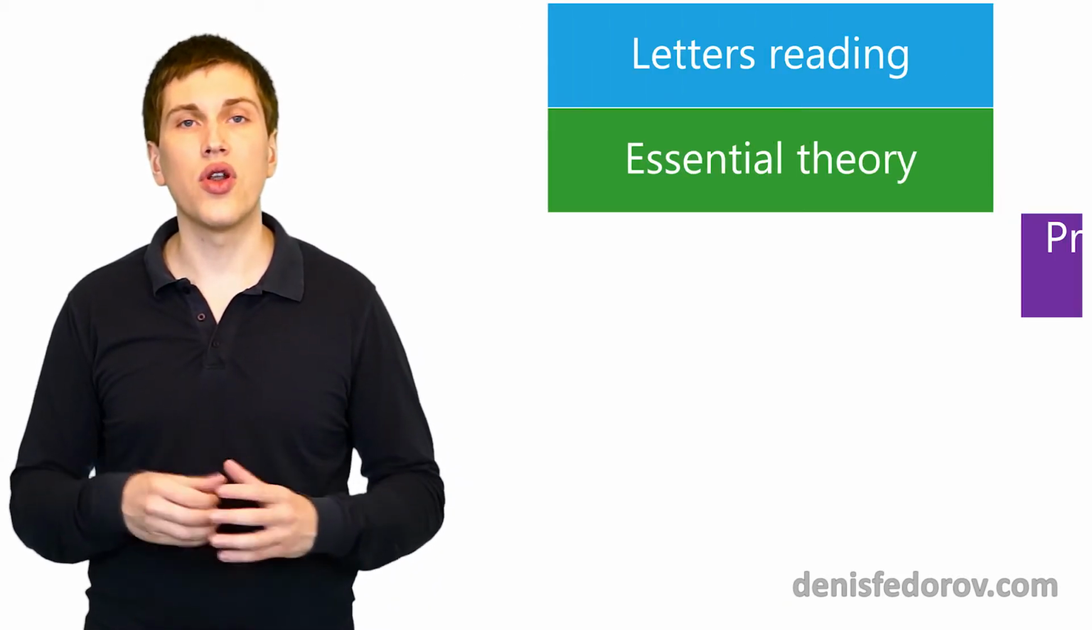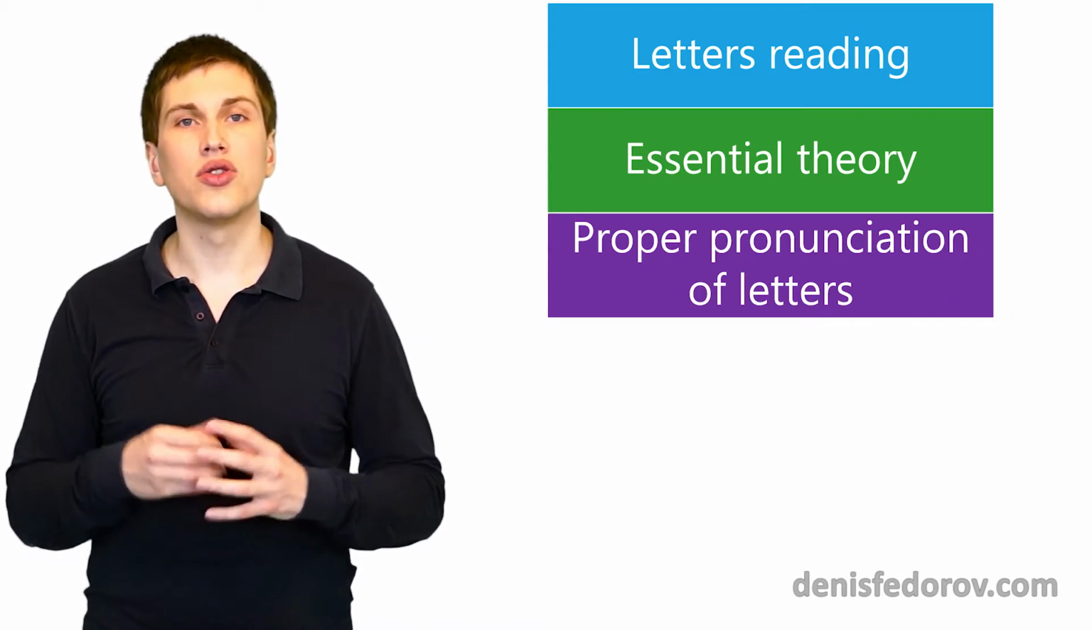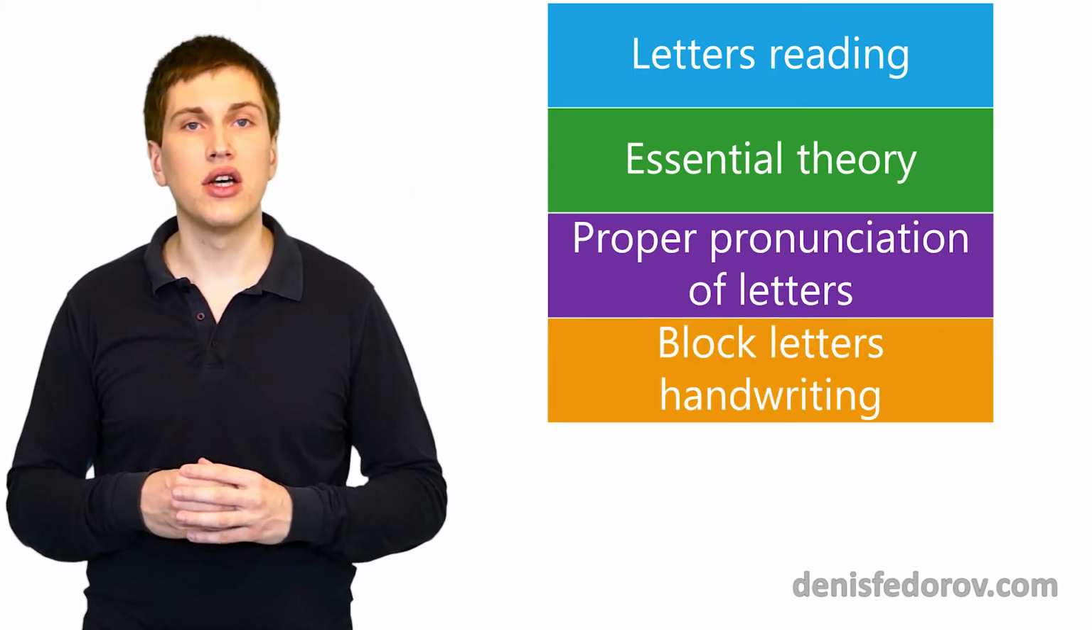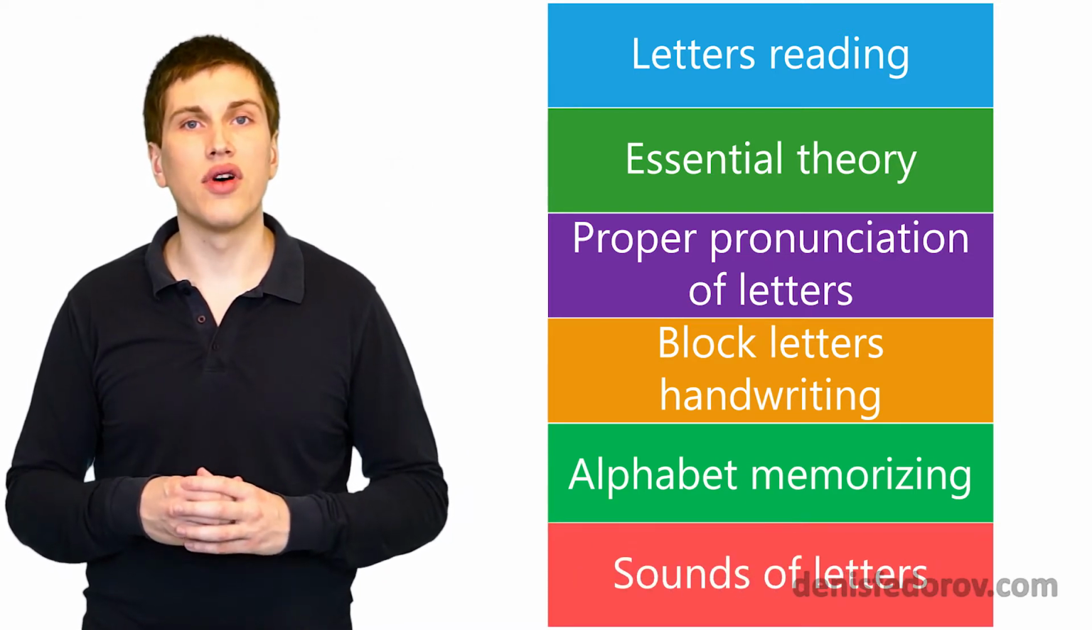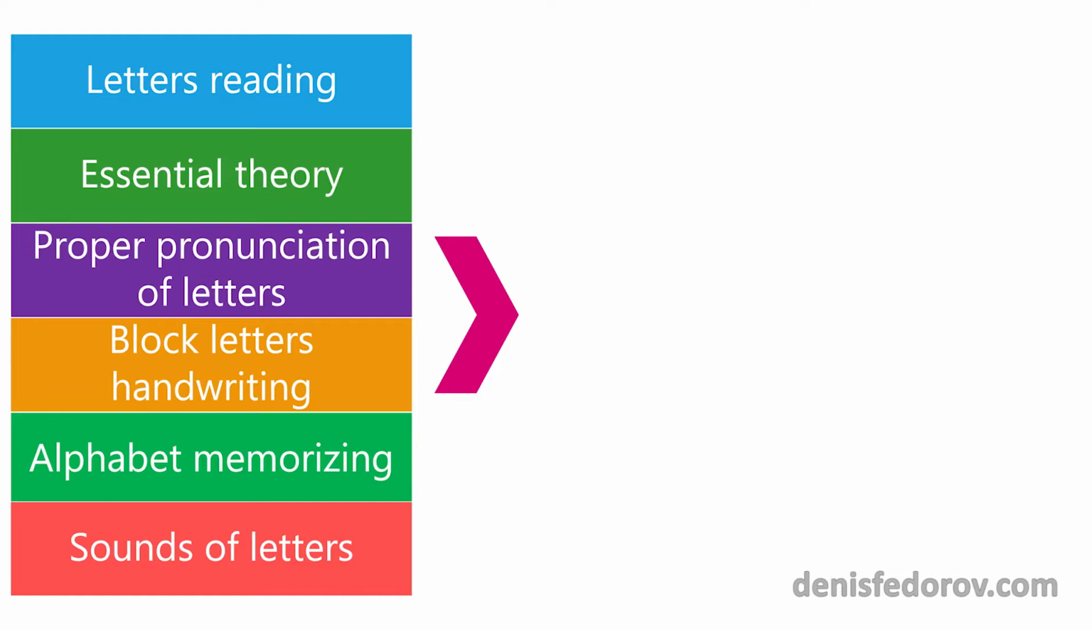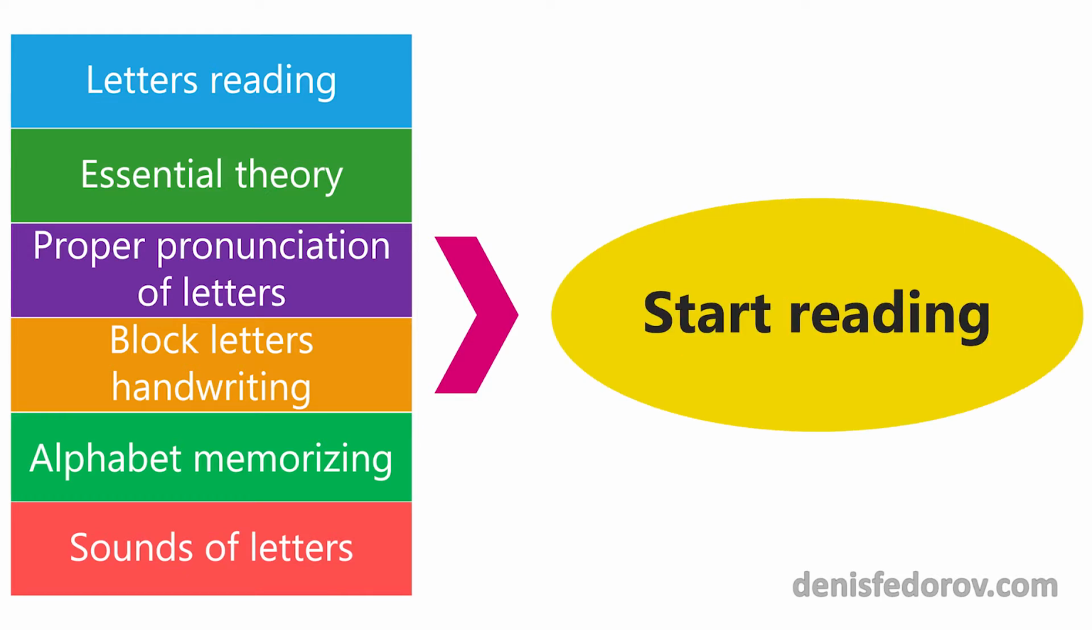To learn the Russian alphabet, you need to do several things: to learn to read letters, to learn essential theory, to learn to pronounce letters properly, to learn to write block letters, to learn the alphabet by heart, to learn actual sounds of letters, and to start reading as a result. Slowly, but to start it. So now let's speak about these things in more detail.